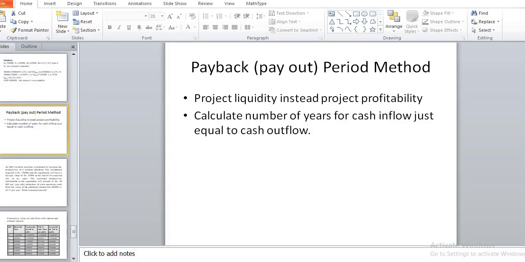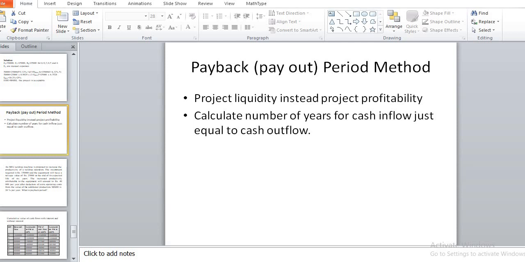In the last video we discussed the methods of project evaluation. In that we discussed the methods of internal rate of return and external rate of return. To calculate the internal rate of return and external rate of return, we can use present worth, annual worth or future worth methods.